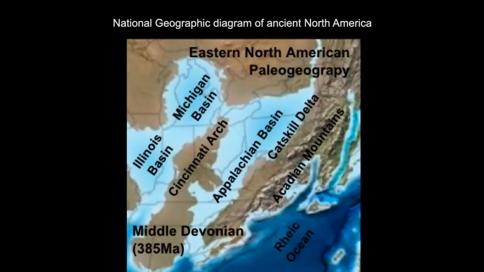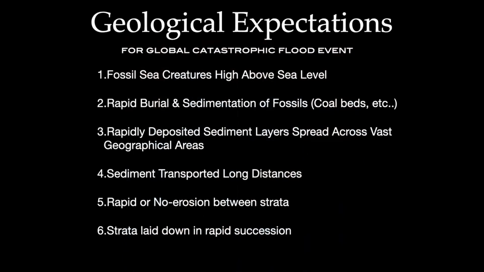And this is a National Geographic diagram of North America during the Middle Devonian, they call it. Essentially, they're basically saying that the majority of the United States was actually covered under a shallow ocean. And I would say even more than that. So what are the geological expectations of a global flood if there was a flood?